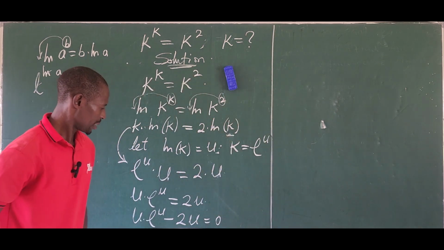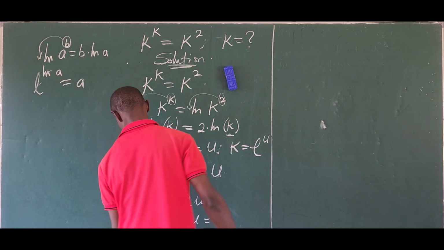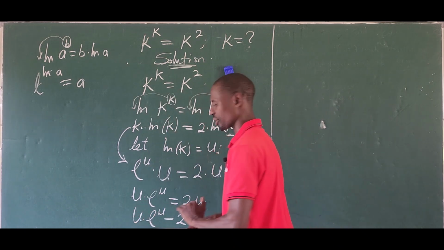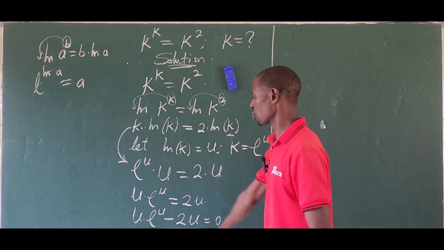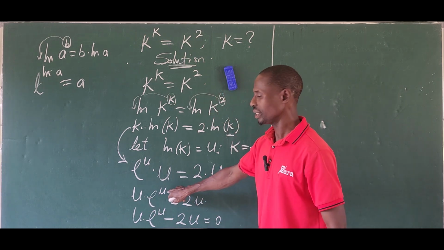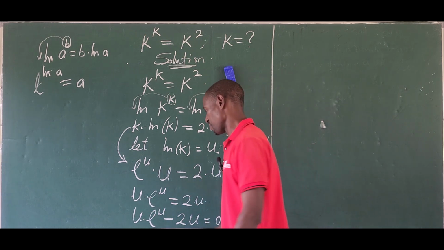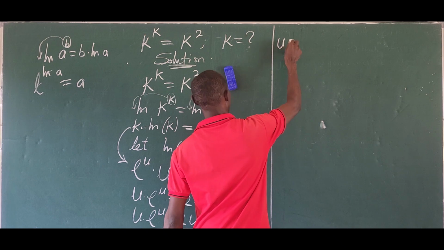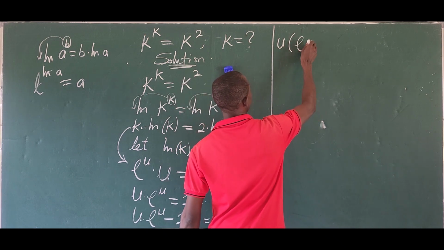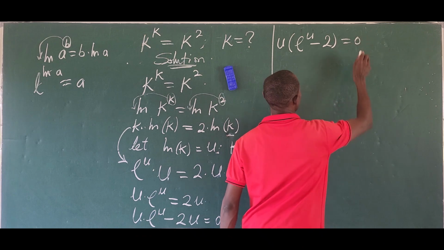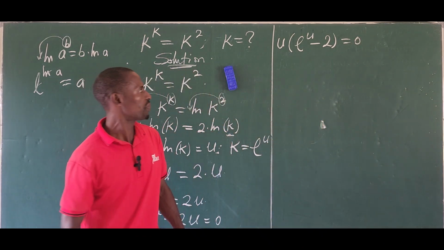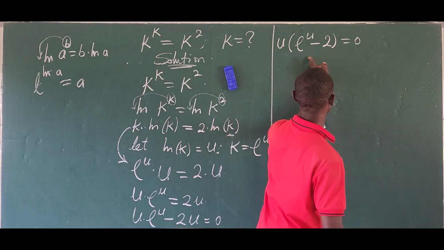Now, let's look at this here. We are having u here, so let's factor out u from here. Again, the reason why we decided not to divide through by u is because we are having u here to the power of this. Okay, so from here, if we factor this out, this is going to give us u bracket e to the power of u minus 2 equal to 0. So we apply the zero property, whereby we equate this to 0, we equate this to 0.